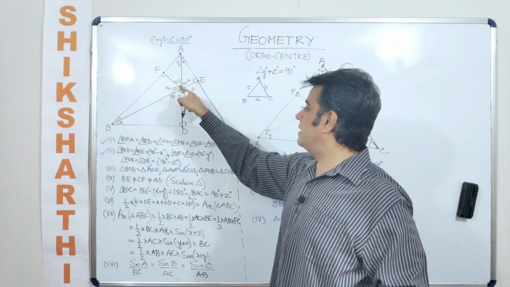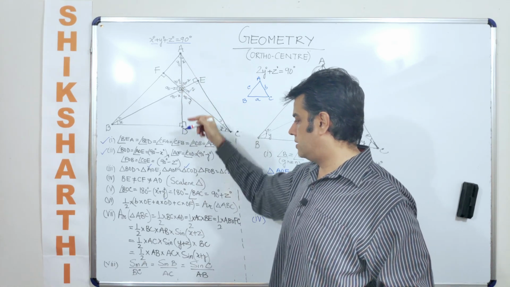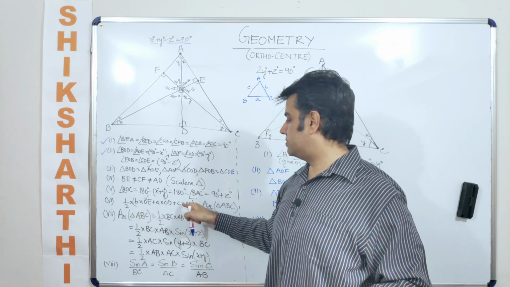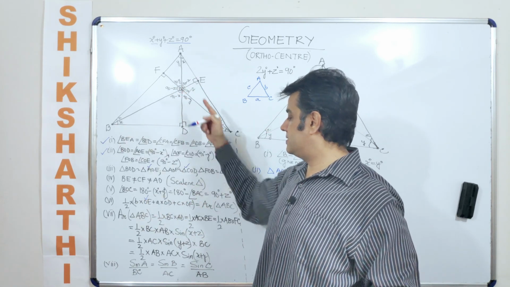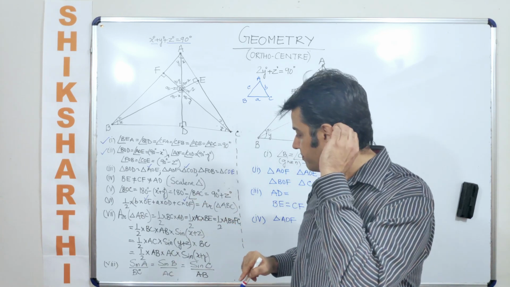Plus, now what is the area for this triangle? Half into base. Base is B. What is the height? OE. And the last, the area of this triangle is half into C into OF. This is equal to the entire area.